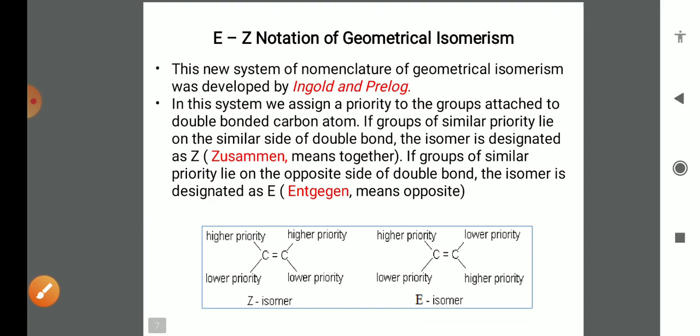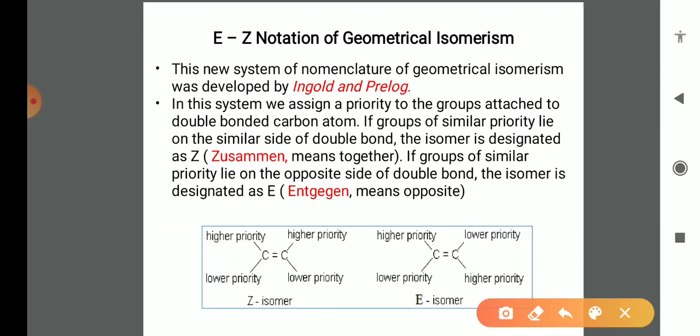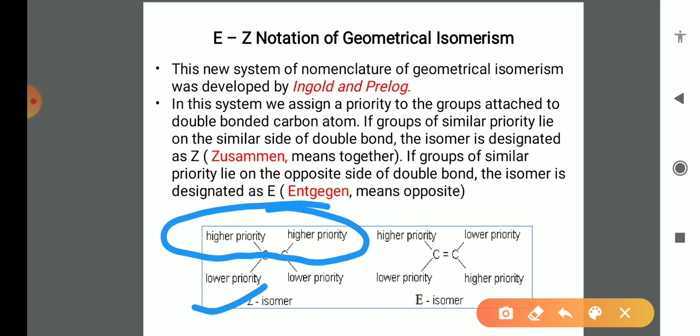Now E and Z type of the nomenclature. E and Z, the new system of the nomenclature of geometrical isomerism, were developed by Ingold and Prelog. Z stands for Zusammen, which means together, and E stands for Entgegen, which means opposite. When the higher priority groups are on the same side, it is called Z for Zusammen, meaning together. We can also call it the cis form.